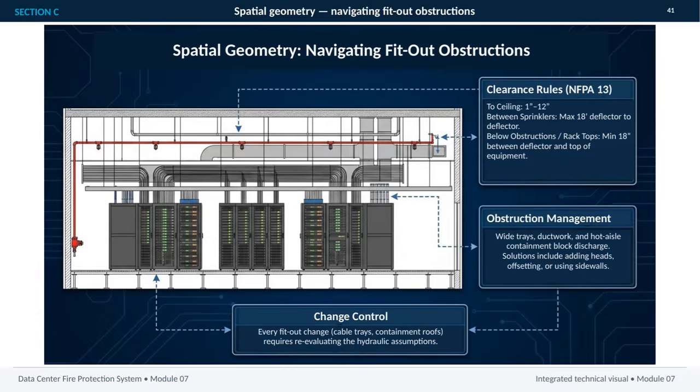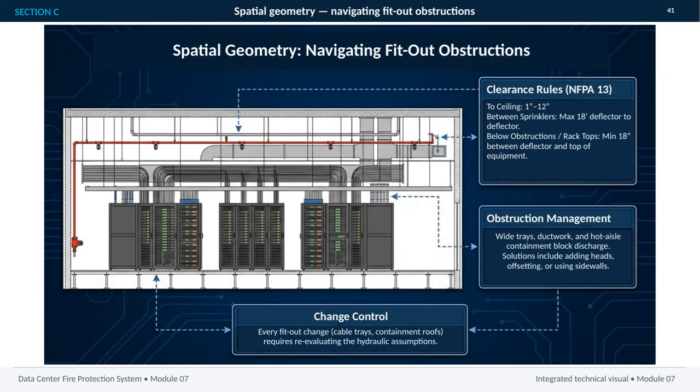This slide focuses on how spatial geometry affects sprinkler performance in a data center fit-out. The key issue is that physical elements can interrupt the intended discharge pattern, even when the sprinkler system was hydraulically designed correctly. Under NFPA 13, the clearance from the sprinkler to the ceiling is typically between 1 and 12 inches. Sprinklers should also be no more than 18 feet apart, measured from deflector to deflector. Where equipment or rack tops create an obstruction, maintain at least 18 inches between the sprinkler deflector and the top of that equipment. The most important principle is to manage obstructions before they compromise coverage.